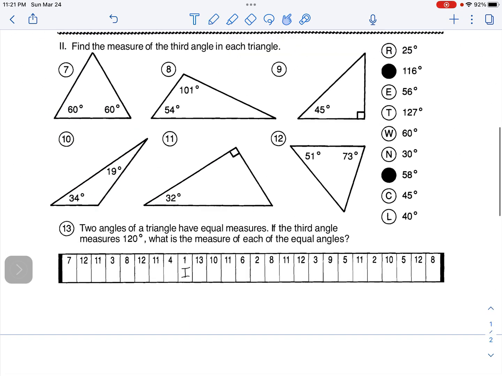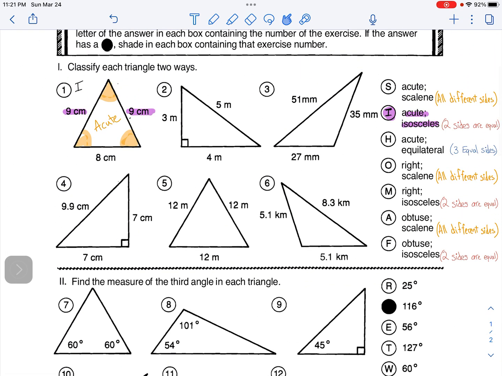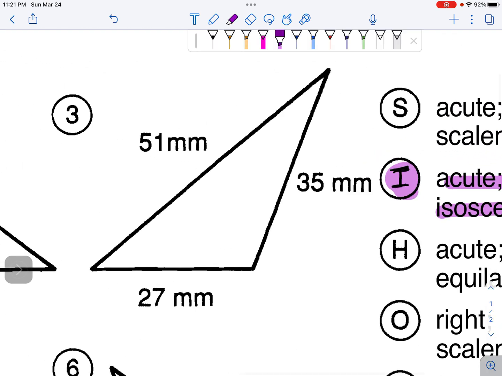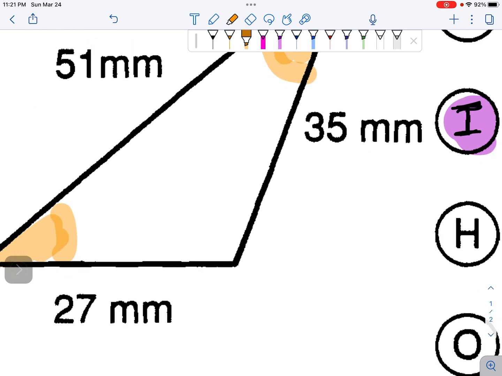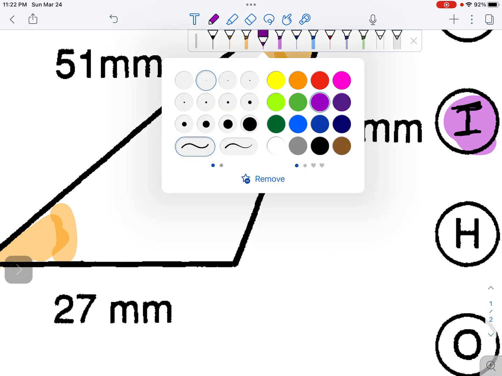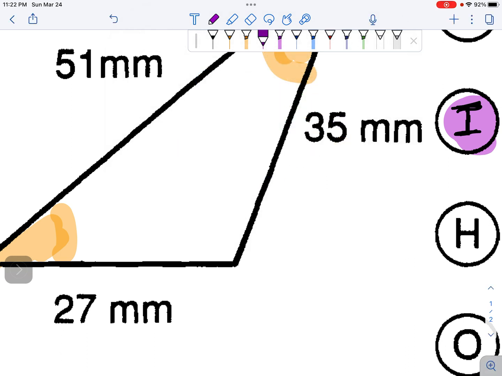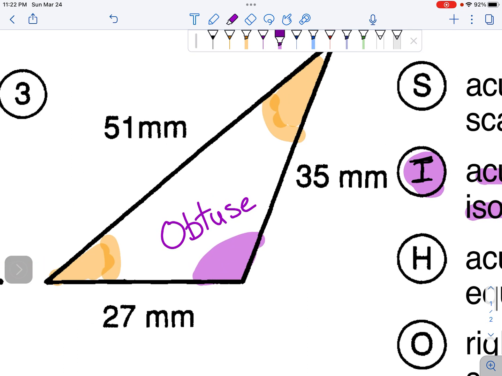Great. Let's go up and do one more. Here's number 3. Although these two angles are small, this one right here is not a small corner. If I drew a line straight up and down, do you see how it's bigger than a 90-degree angle? You only need one, and in fact, you can only have one for it to be an obtuse triangle. It's obtuse because this angle is more than 90 degrees.